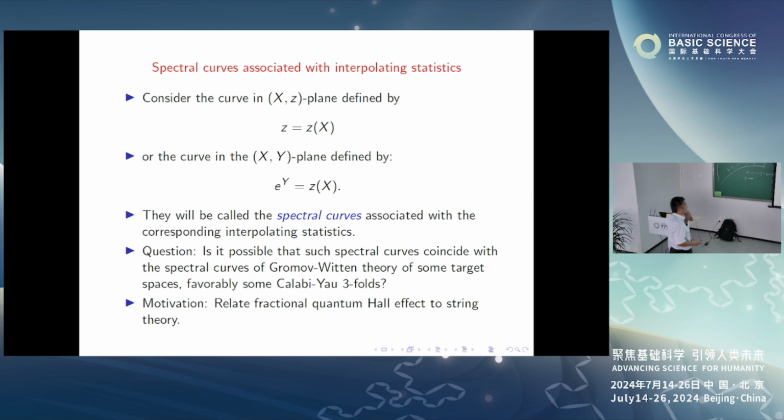So why do I want to do that? I want to answer the question: is it possible that such spectral curves actually coincide with the spectral curve of Gromov-Witten theory of some target space? Favorably, some Calabi-Yau threefold. Is it possible that Calabi-Yau threefolds and Gromov-Witten theory can say something about fractional quantum Hall effects here? So I want to propose something which is probably nonsense, which is to relate the quantum Hall effect to string theory.